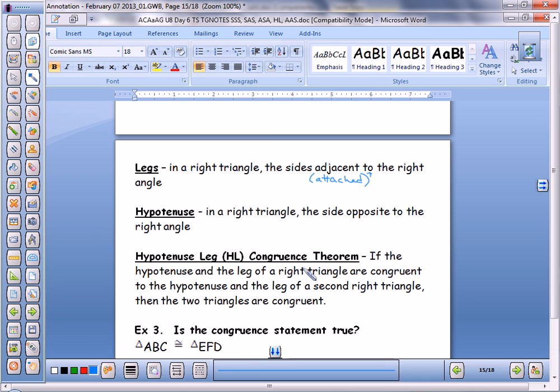Just to remind yourselves, on a right triangle, the legs are the sides that are attached to the right angle, and the hypotenuse is always across from the right angle. It's along the side of a triangle. All right. So the hypotenuse leg congruence theorem tells us that if the hypotenuse and a leg of a right triangle are congruent to the hypotenuse and leg of a second right triangle, then the two triangles are congruent. Okay? So, that's what hypotenuse leg is.